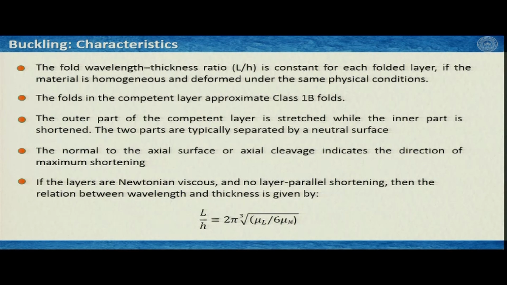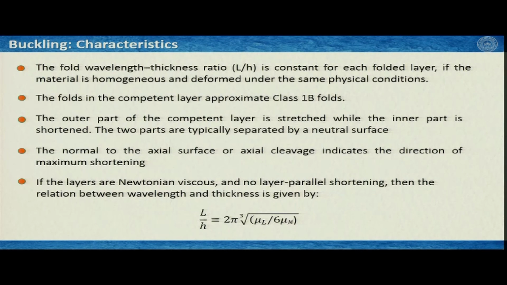In buckle folding, the folds in the competent layers are generally approximated to class 1b folds, or the geometries are very similar to class 1b folds. That means their orthogonal thicknesses are constant. The outer part of the competent layer is stretched, while the inner part is shortened, and the two parts are typically separated by a neutral surface where you do not have much strain.